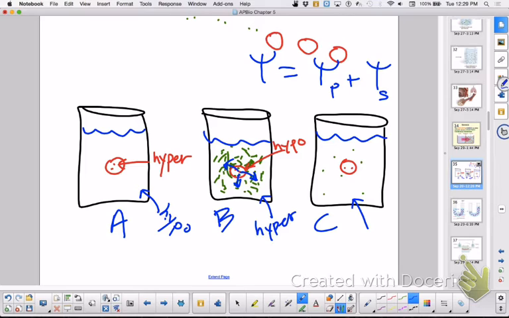What do you think C is? It's not called nothing. Isotonic. Same. Okay? Relative to each other. So does that mean water is not moving? What does that mean? No net change. The same amount moving in is moving out. Perfect. Okay.